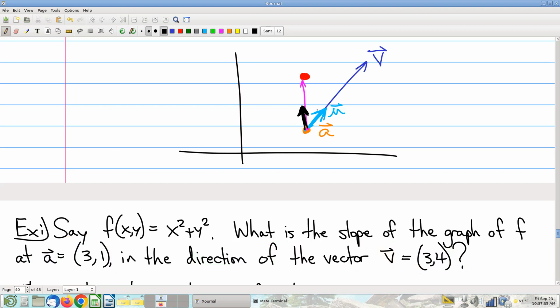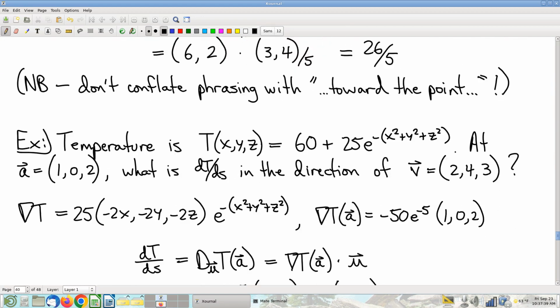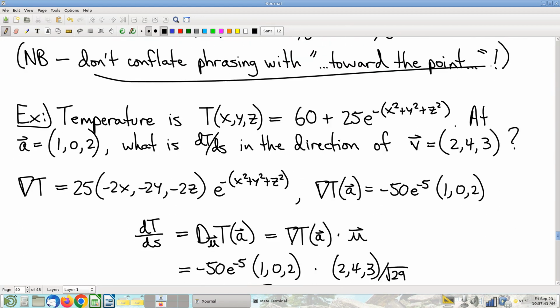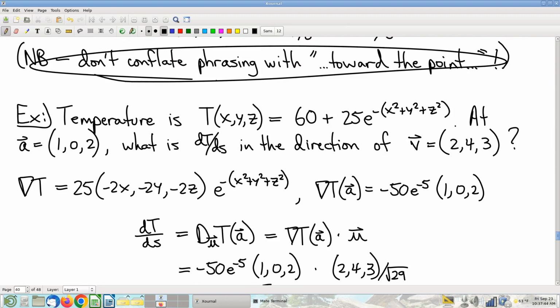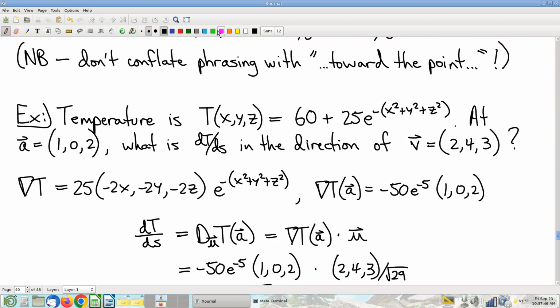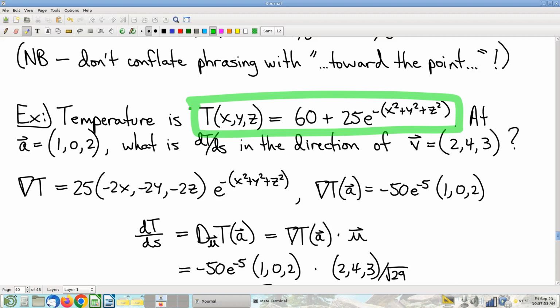All right. One more example. Suppose we're interested in this temperature function. And this temperature function, you can see you can plug in different values of x, y, and z. Notice when x, y, and z are all 0, this gives you 85. A warm spot, right? Maybe that's next to the campfire.